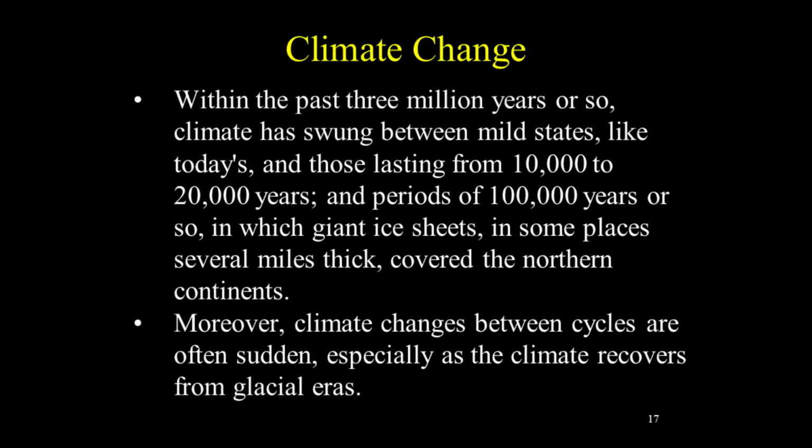Within the past 3 million years or so, our climate has swung between mild states, like today's, and those lasting from 10,000 to 20,000 years, and periods of 100,000 years or so, in which giant ice sheets, in some places several miles thick, covered the northern continents. Moreover, climate changes between cycles are often sudden, especially as climates recover from glacial eras.